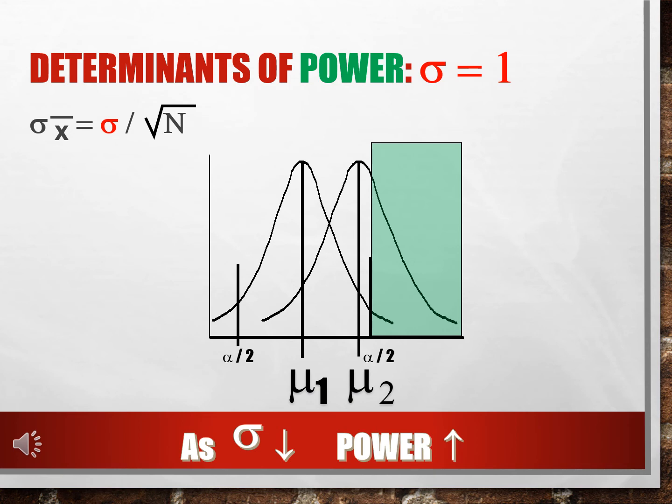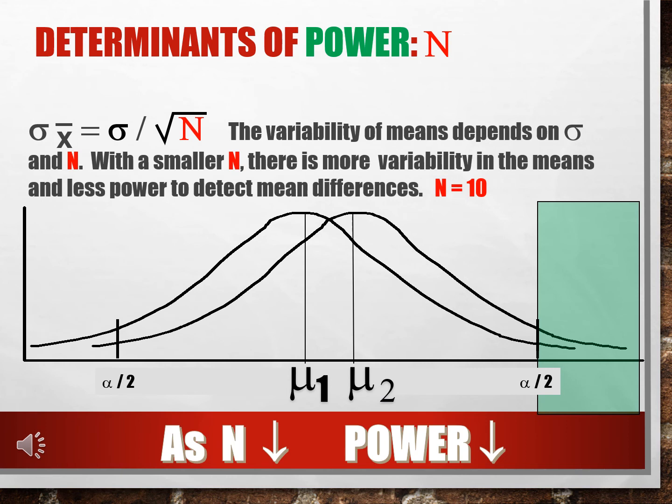Because the sample size is the denominator in the standard error, a small sample size makes for a big standard error, and a big standard error is big variability between means in the sampling distribution of the mean. So here we have a small sample size and a lot of variability in the means, which overlap between one distribution and the other. So small sample size, less power.